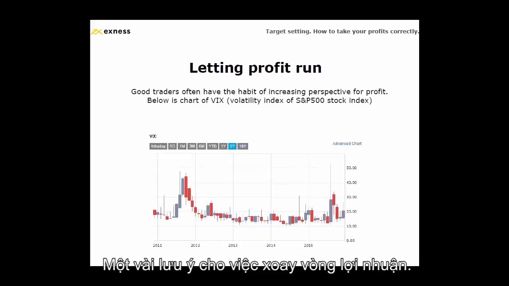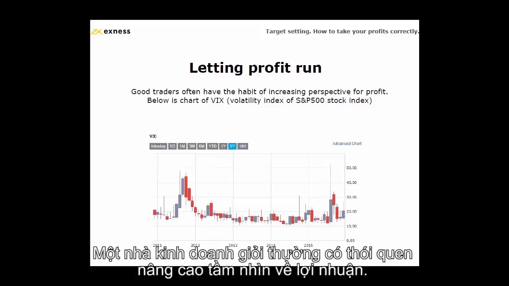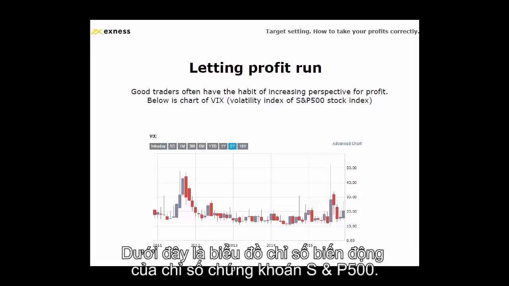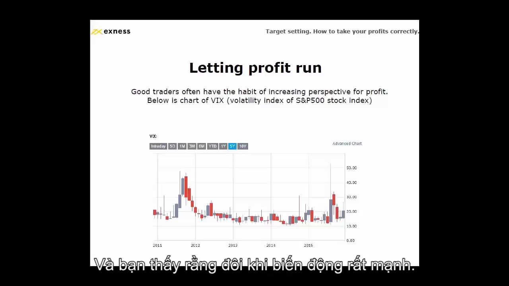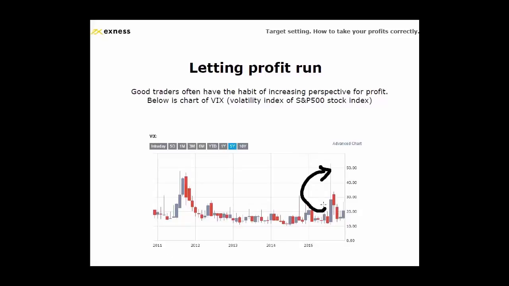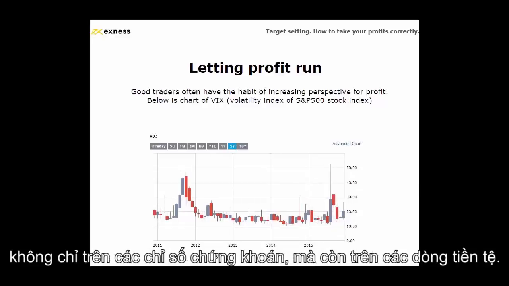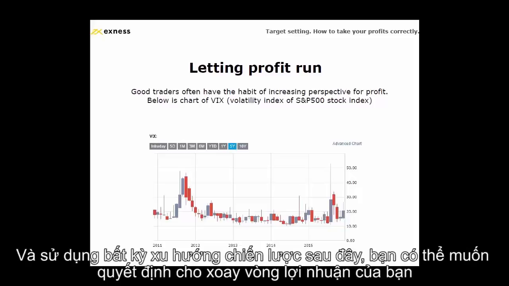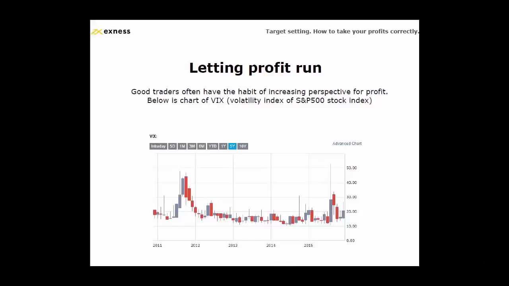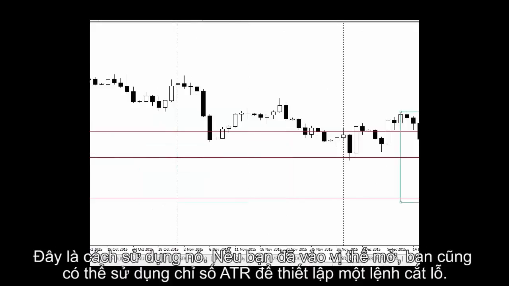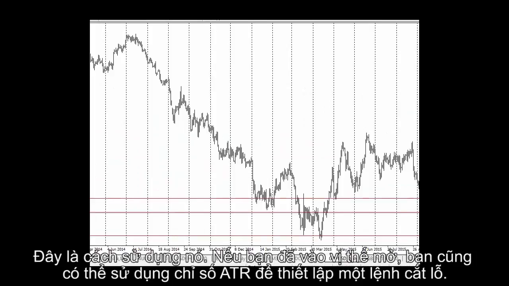Okay, and a few words about letting profit run. Good traders often have the habit of increasing perspective for profit. Below is a chart of volatility index for S&P 500 stock index. And you see that sometimes volatility is going mad. From time to time we have very big swings, not only on stock indices but also on currencies as well. And employing any trend following strategy, you want to decide to have your profit running. And this is the way you can use it.